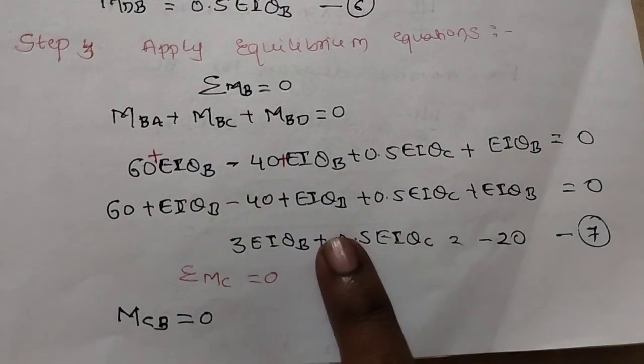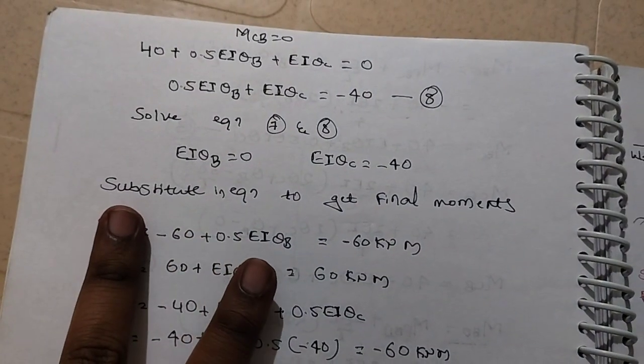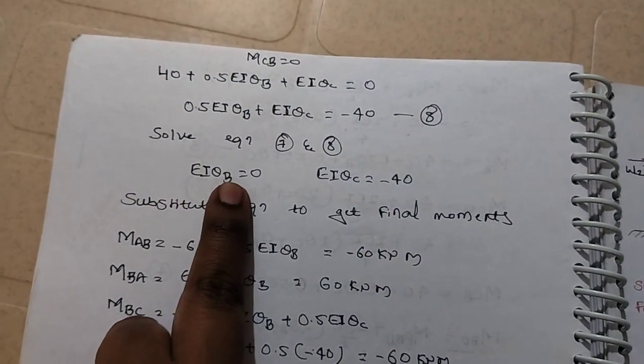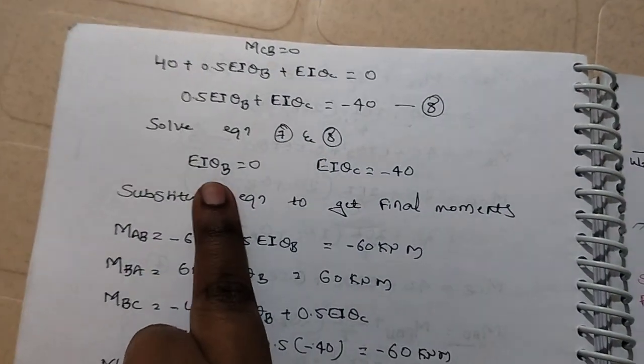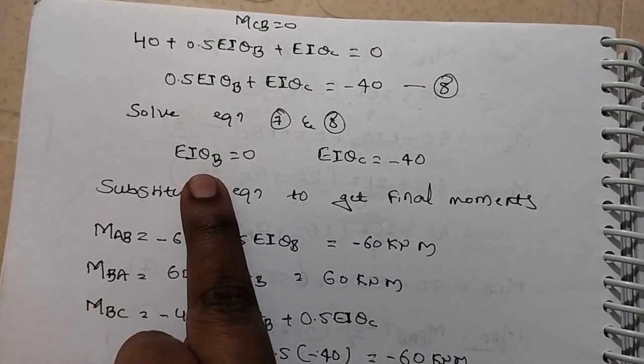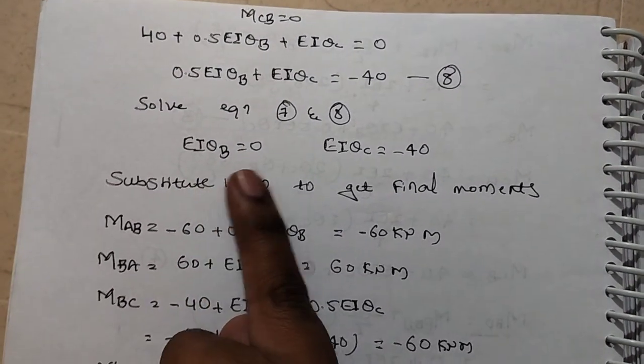Here theta B and theta C are unknown, and here also theta B and theta C are unknown. So two equations, two unknowns, and I can easily calculate. If you solve those equations, you can use the calculator. I think everyone should know how to solve equations on the calculator. If you don't know how to use the calculator, give a comment, and accordingly we will discuss.